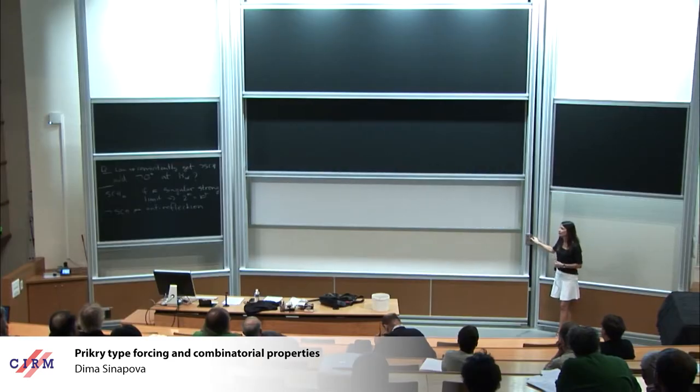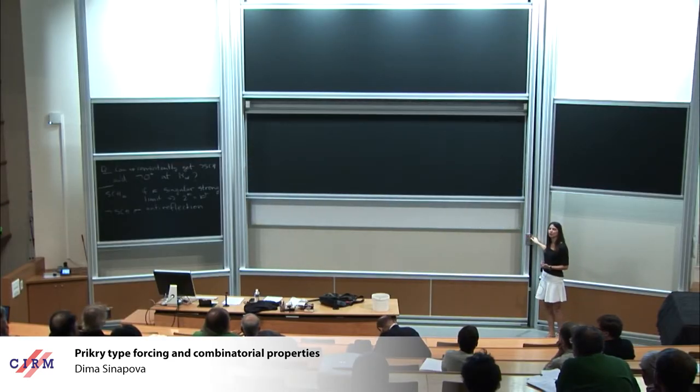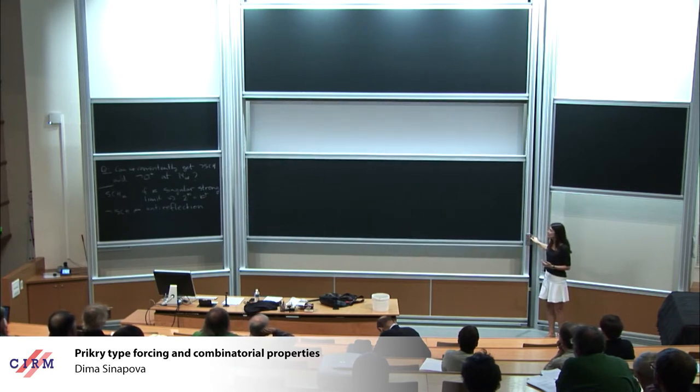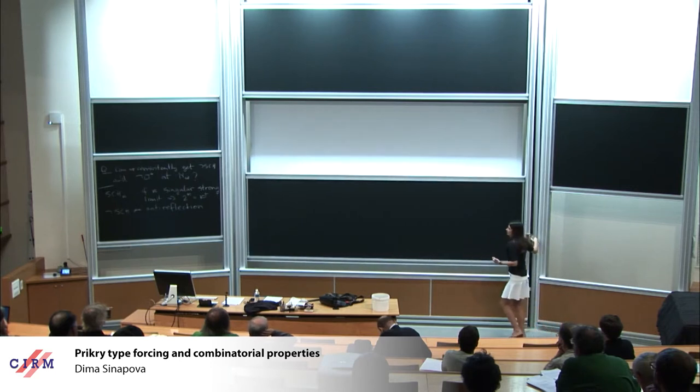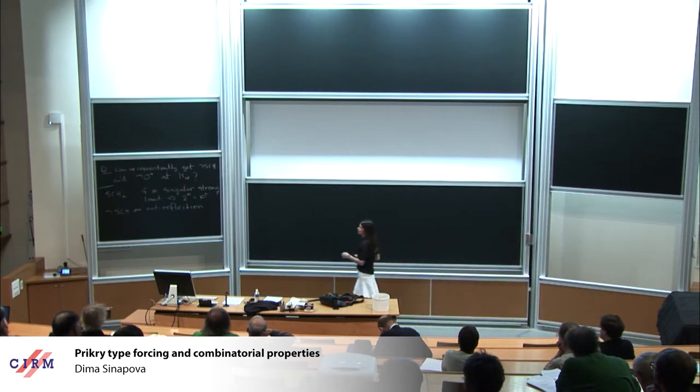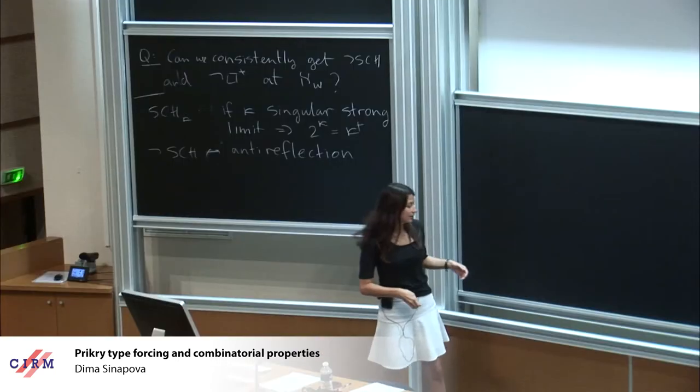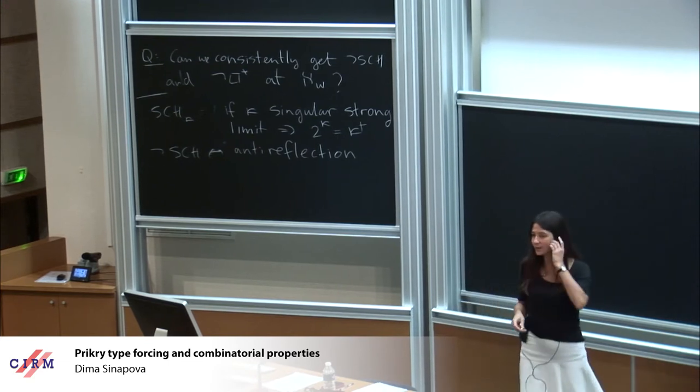While I'm waiting for this, I'm also going to give the definition of square. As we know, weak square and the square hierarchy are also anti-reflection type principles. So in particular, the failure of weak square is a reflection type principle. And this is morally the reason why it's hard to get them together.